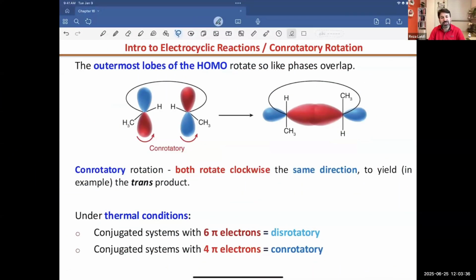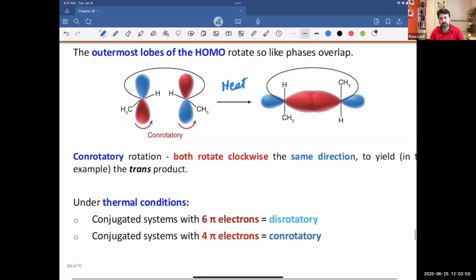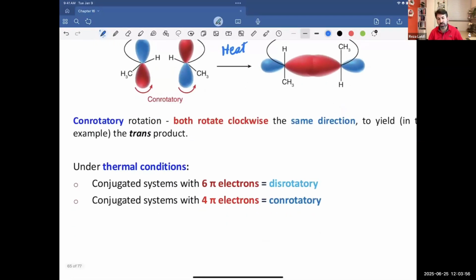Hello and welcome back to another lecture from organic chemistry. We are talking about the electrocyclic reaction. Last lecture, I said if we are using heat, it depends on how many pi bonds we are dealing with. The rotation can be in the same direction, in that case we call it conrotatory, or opposite of each other, and we call them disrotatory.